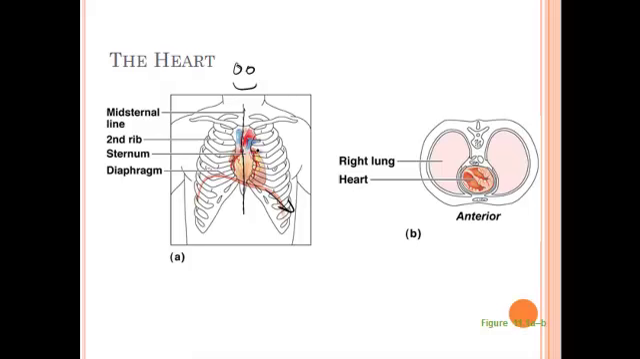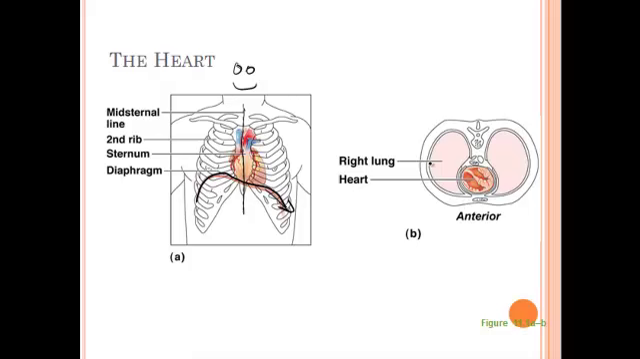And notice that the top of the heart is right below that second rib. That's where your arteries are going to be coming out, and your veins, your vena cava, are going to be coming back into the heart. And then you can see the diaphragm here, located just below the heart, and we'll talk more about the diaphragm in a later lecture. This is a picture looking from the top down.